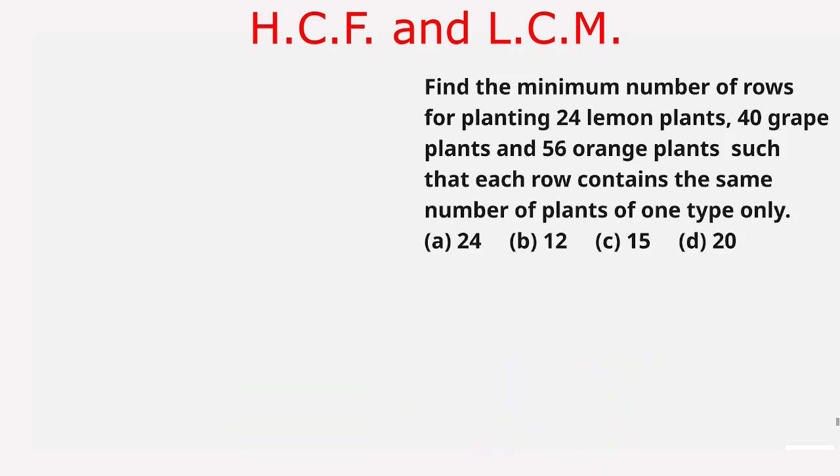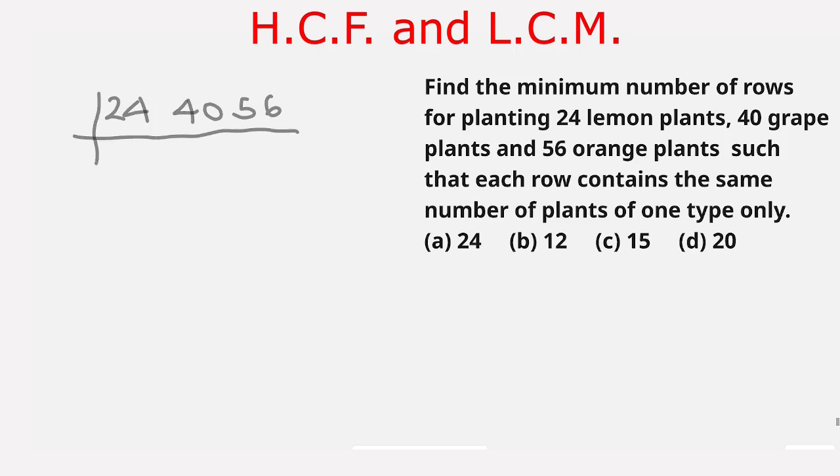We will first find the H.C.F of 24, 40 and 56. That will be the number of plants in each row. Then we will divide the sum of these numbers 24, 40 and 56 by the H.C.F. That will give the number of rows.